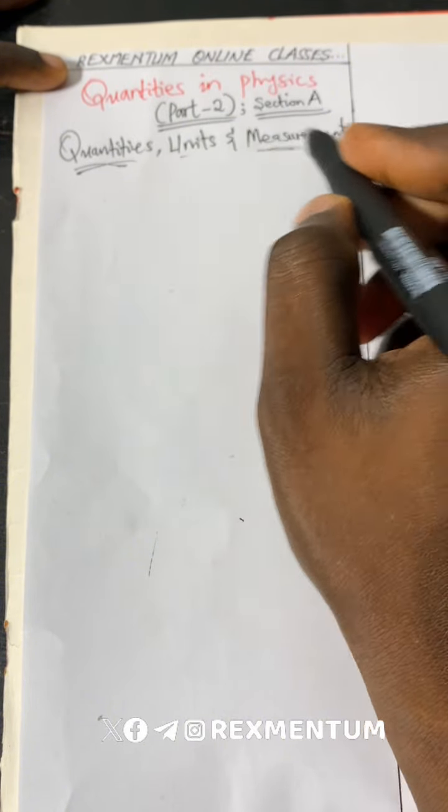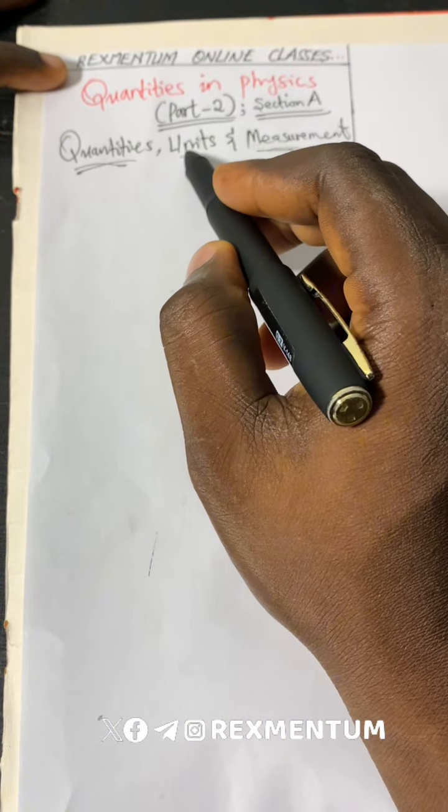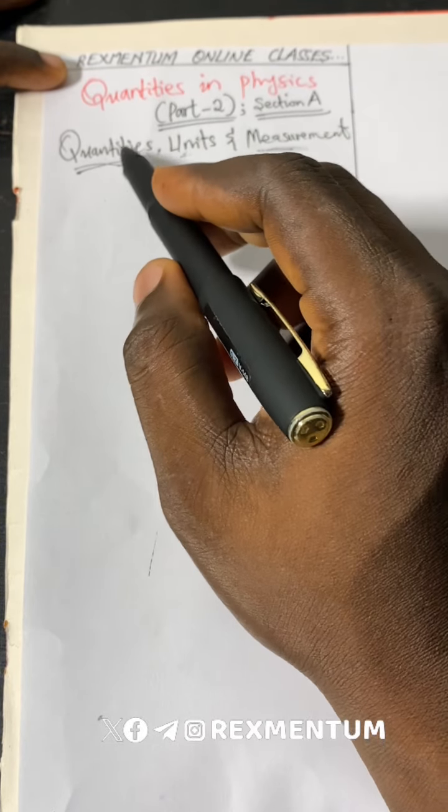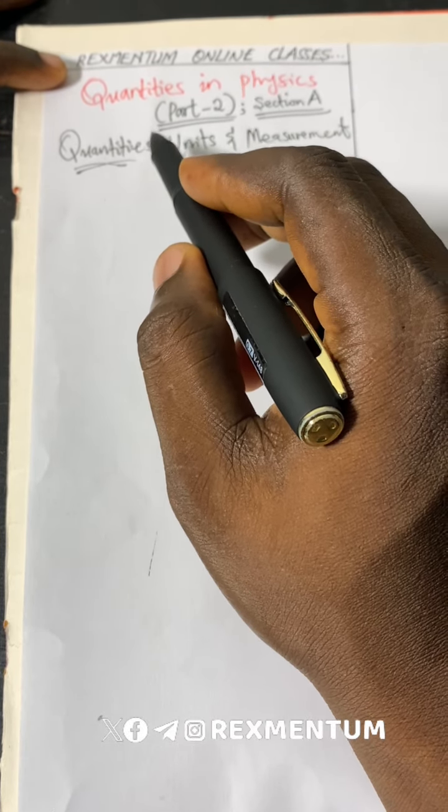So you have understood the 3 terms: quantity, whatever has the tendency to be measured; unit, the yardstick with which quantities are measured; and measurement, the process of ascertaining the magnitude or the size of a given quantity.